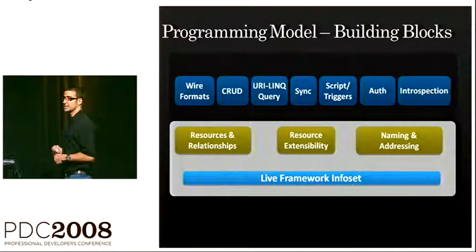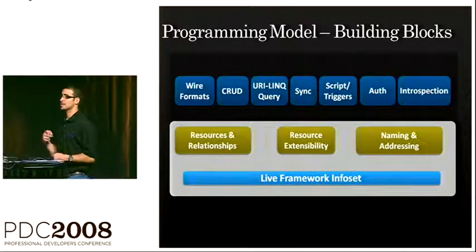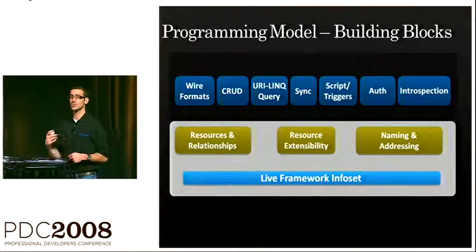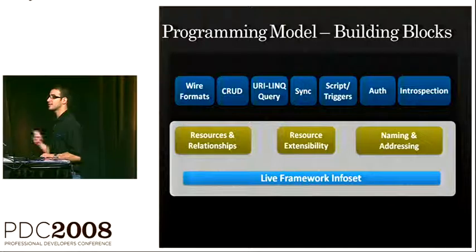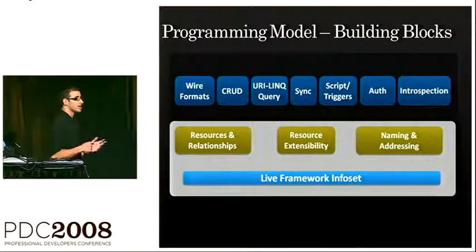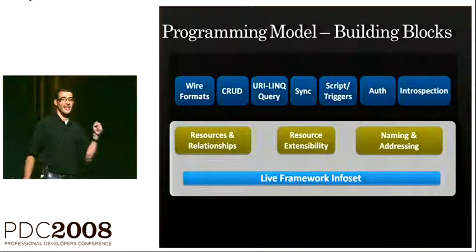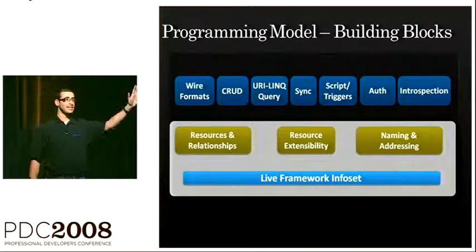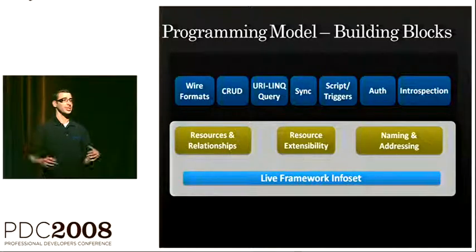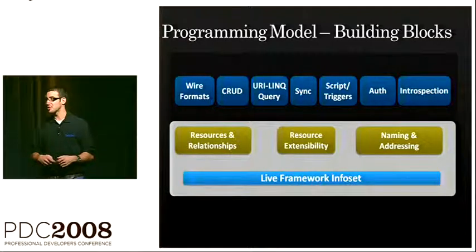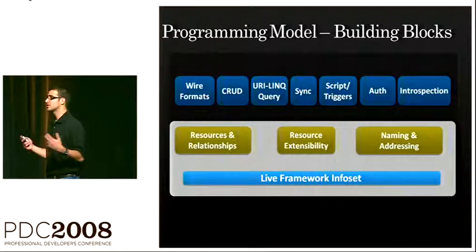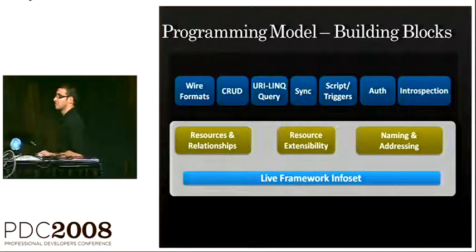Other things we talked about, most of these capabilities like multi-wire formats, CRUD operations, link query mapping, so you can do very nice query capabilities, synchronization, scripts and triggers. So imagine the ability to do triggers on CRUD operations. You can say, hey, when this resource is updated, the update operation is called, please run this script, almost like a sproc, right? Which is pretty cool.